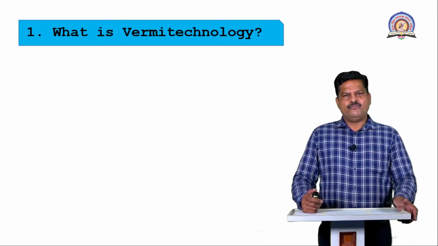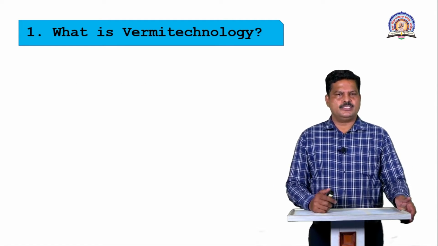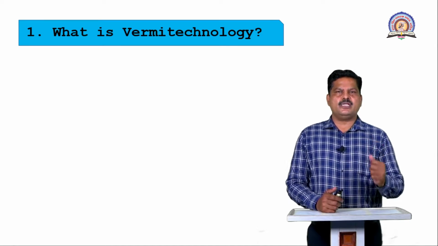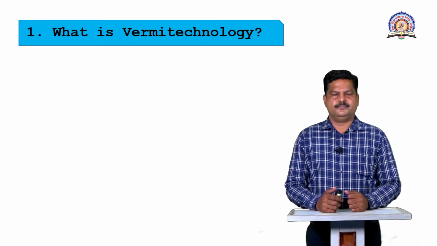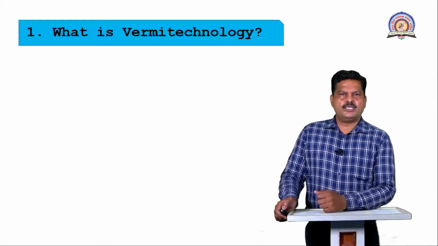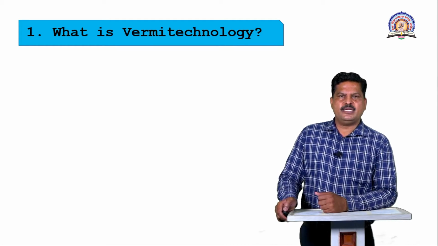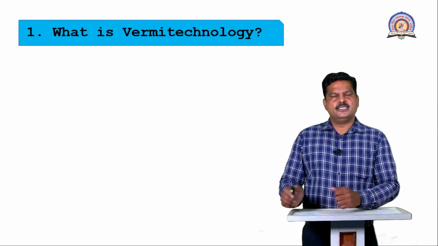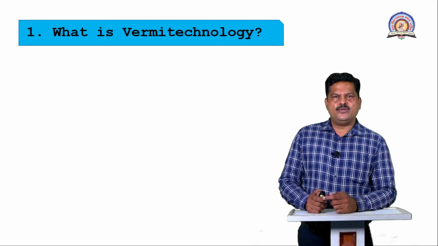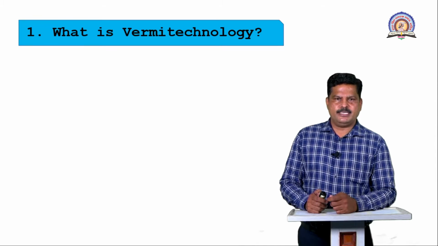In the beginning, we must know what Vermitechnology is. As the name suggests, Vermitechnology is a technology concerned with earthworm. All of you know earthworm. Earthworm is a non-chordate animal. It belongs to phylum Annelida. Its body is segmented, so called annuli. Annuli means segments; we say phylum Annelida because the body has a number of segments.